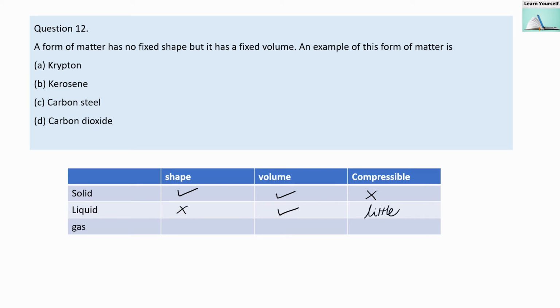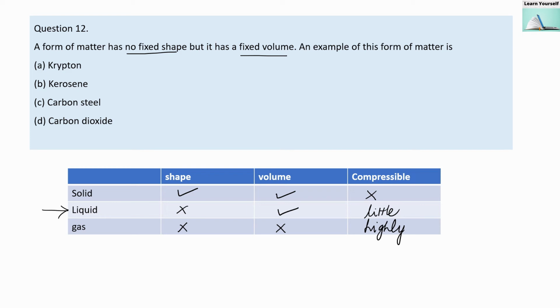Whereas gaseous substances do not have shape, they do not have volume and they are highly compressible because the intermolecular space between them is very high. So that's why they are highly compressible. So based on this comparison, no fixed shape and a fixed volume, so they are liquid. They do not have shape but they do have volumes. So here the substance whose state is liquid will be the answer.